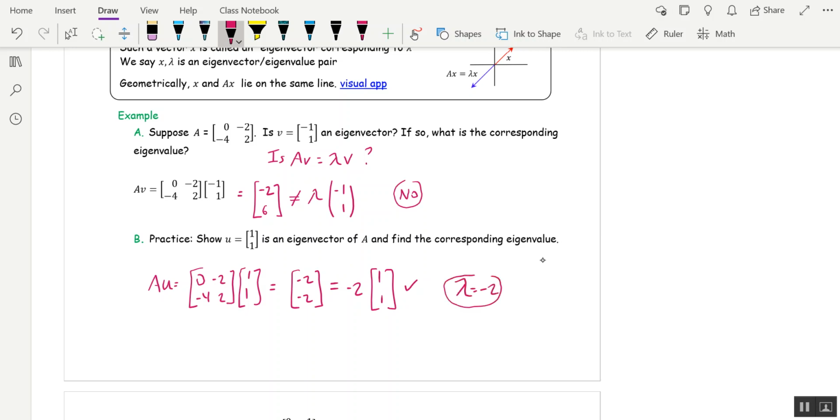And what we would say is that (1, 1) is an eigenvector for A with corresponding eigenvalue lambda equal to -2. So they're a pair. Eigenvector gets paired with an eigenvalue.